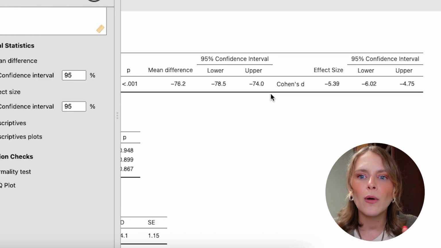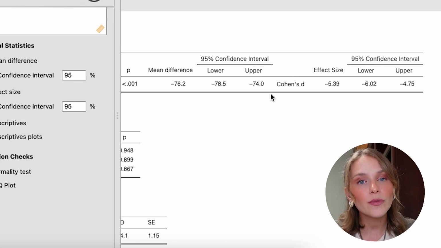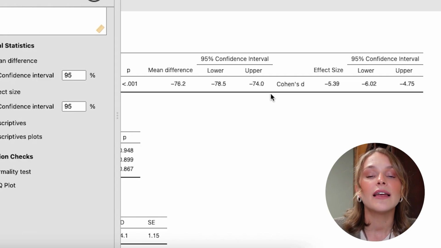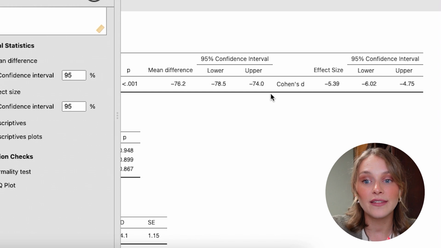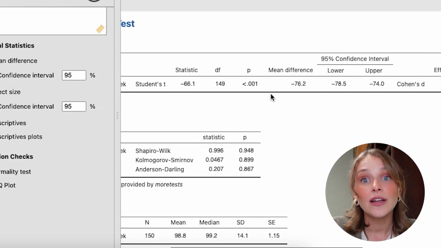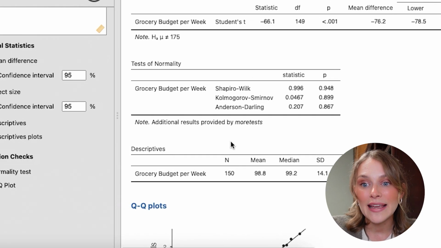So you might be thinking, okay, well, all these values are negative. What does that mean? How do I interpret those values? So I will say, don't panic if you see values that have a negative in front of them. That just means that the value for the sample was smaller than the value that we put in for the average. So if you scroll down to your descriptive statistics, it'll give you the information about the average dollars spent per week for the sample. That's that mean value right there.